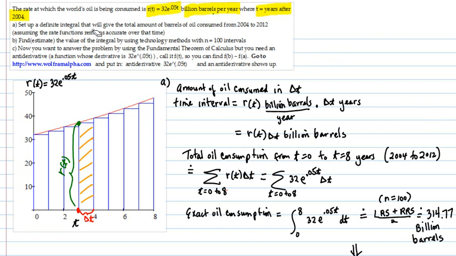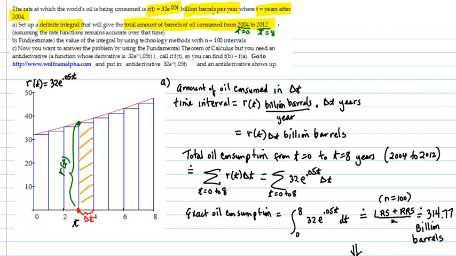So we're going to set up a definite integral that will give the total amount of barrels of oil consumed over the time period of 2004 to 2012. So that means that 2004 is time 0, 2012 is time 8.